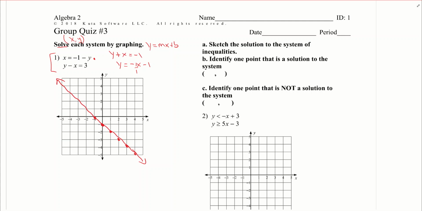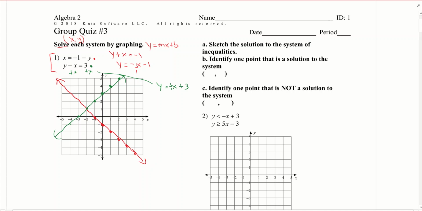So for the next one, which is y minus x equals 3, we need to add x to both sides so we can get y by itself. And I'll put that over here. That's going to be y equals x plus 3. So the y-intercept on this one is 3, and the slope is 1 over 1. You don't see it there, but it's 1. So we're going to go up 1 over 1, up 1 over 1, and we could also get some points down here by doing the opposite, like this.